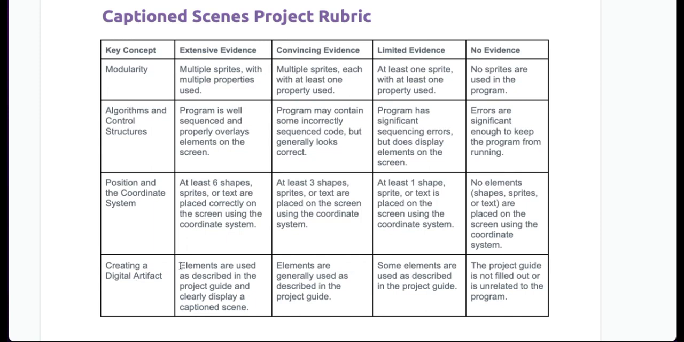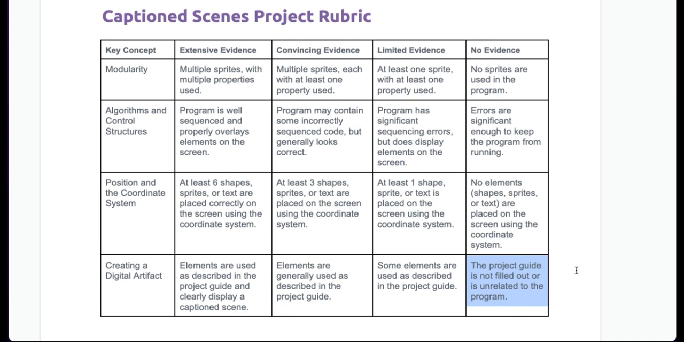Creating a digital artifact. Elements are used as described in the project guide and clearly display a captioned scene. Elements, that would be a 4. This is a 3. Elements are generally used as described in the project guide. Some elements are used as described in the project guide. The project guide is not filled out or is unrelated to the program.